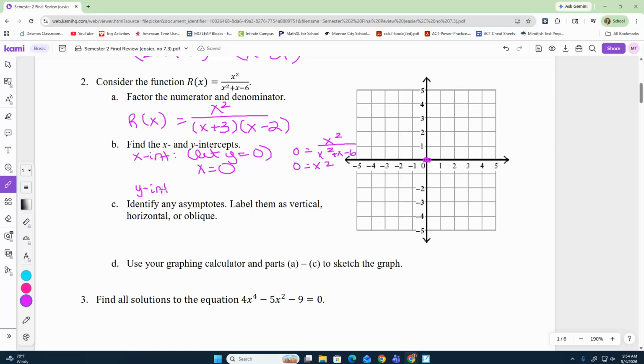Y-intercept, just like any other time, it's where you hit the y-axis. So you let your x equal 0. If you put in 0 for all of your x's, you get 0 divided by negative 6, which is 0. So x and y-axis, we only hit at 0. Does everyone understand intercepts?